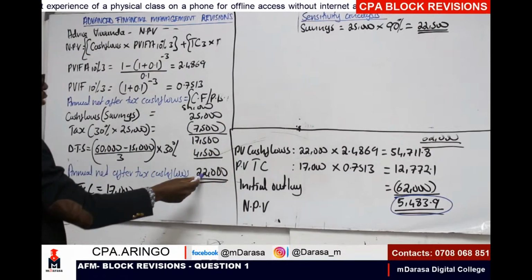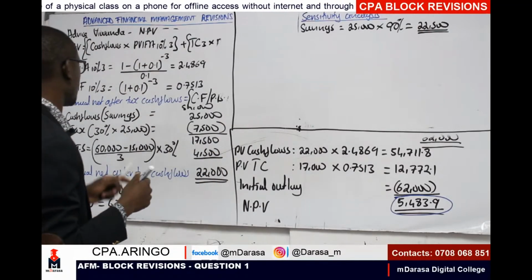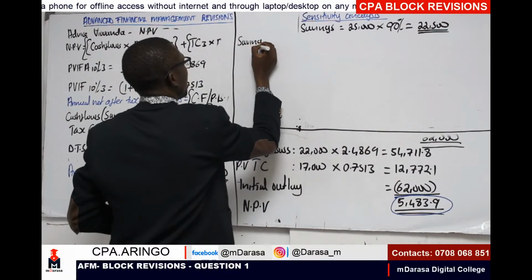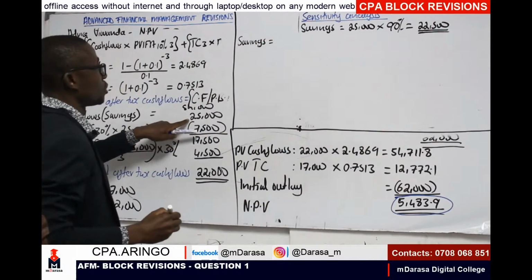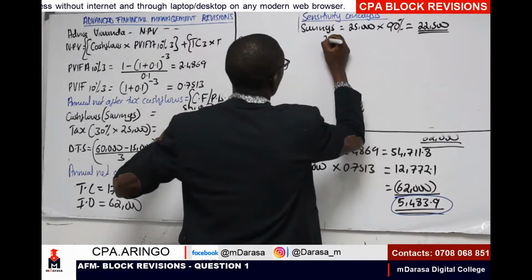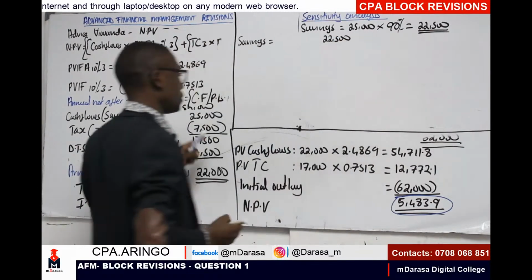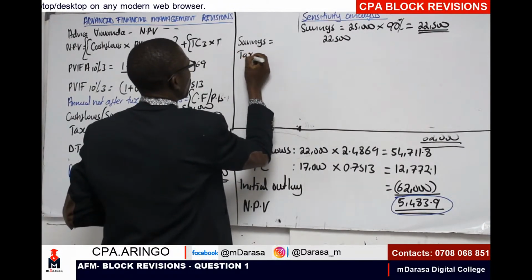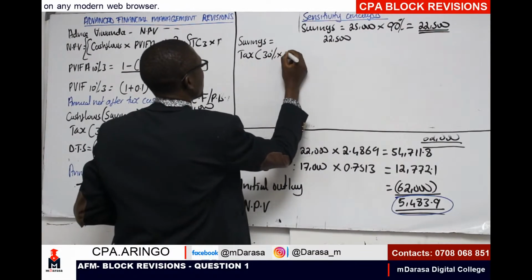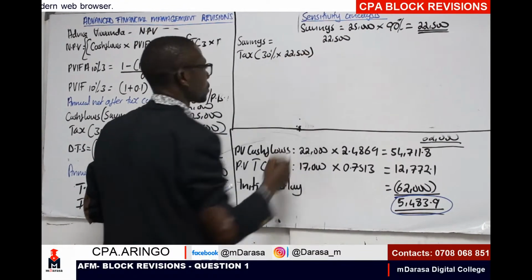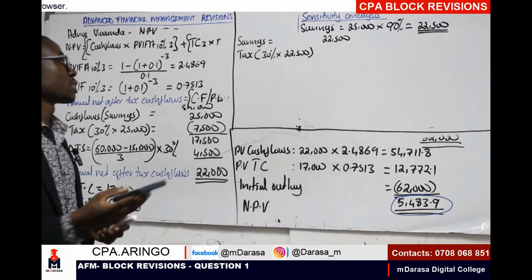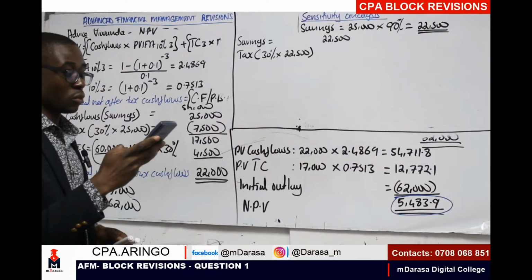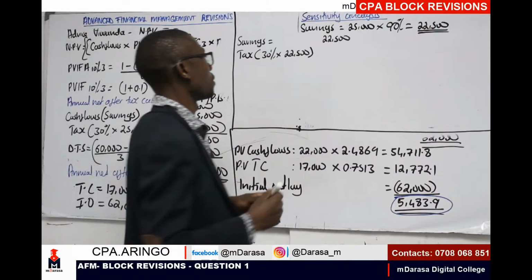You see, initially we had 22, but things are changing now. So the same concept will apply. Our savings now will be 22,500. That would be our new savings, 22,500. Right? My tax will be 30% times 22,500, which will give us how much? 0.3 times 22,500, which will give us 6,750. So I'm having my tax 6,750.